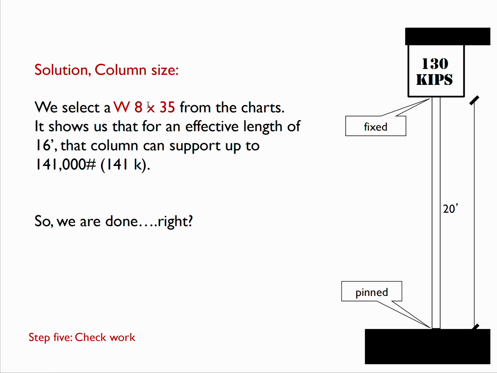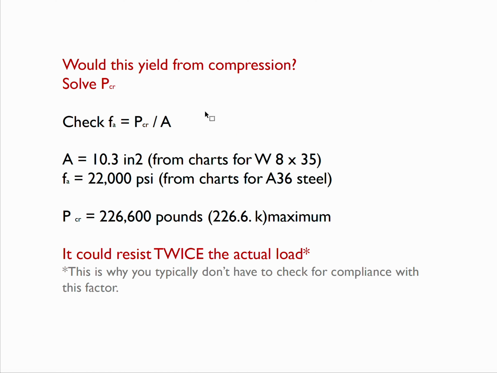So we selected a W8 by 35. It shows us the effective length, and it can support that amount. So that's it. Well, we should probably check to make sure this isn't going to fail from compression too. So we have another quick check of its allowable load, its allowable compressive forces, the load, and the area.